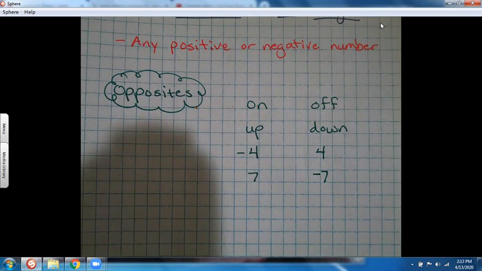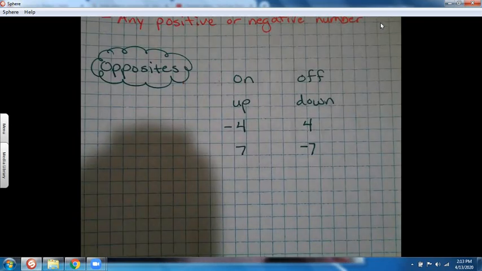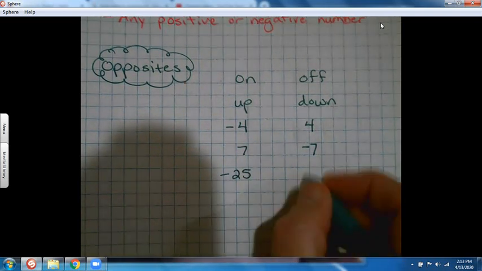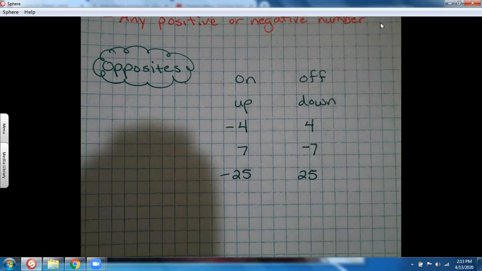Okay, it doesn't matter what size of number we get. It can be -25, and the opposite of that is 25.